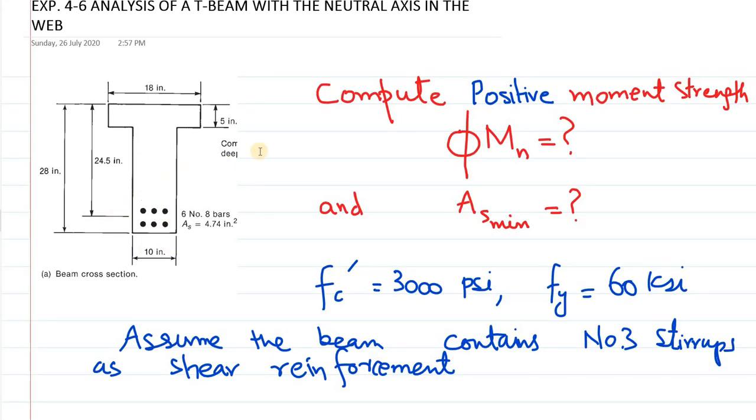Now this is the given cross section, and very important to note is you have been asked to compute positive moment strength. What does it mean? If this section is subject to positive moment, what will be its strength? What will be its phi Mn value? And also compute As minimum. If it is subjected to positive moment, the first thing that you need to note down is it will be subjected to sagging, which means this bottom side will be subjected to tension, and the top side will have compression.